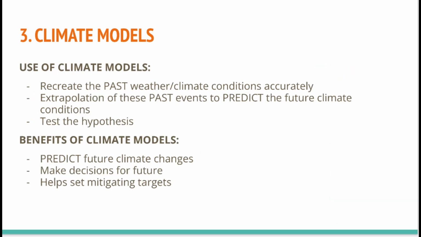How do you use a climate model? A climate model recreates the past weather and climate conditions accurately, and extrapolation of these past events is used to predict the future climate conditions. And from this, you can test a hypothesis. But what are the benefits of climate models? You can predict the future climate changes, make decisions for the future, and help set mitigating targets.